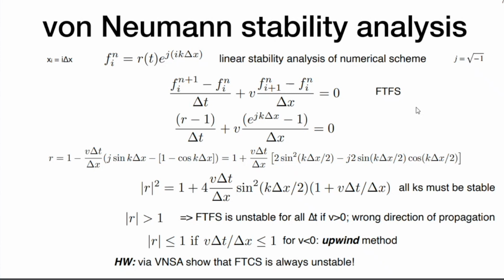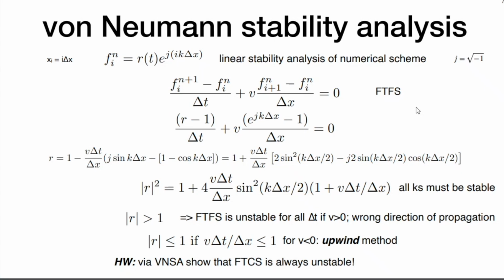So if you take the mod of this complex number R, this is called the amplification factor. This is the complex number, this is the real part, and this is the imaginary part. Real part squared plus imaginary part squared, square root of that, that's R, but this is R squared. So this is just this. What you see here has to be less than 1 if your numerical scheme is stable.